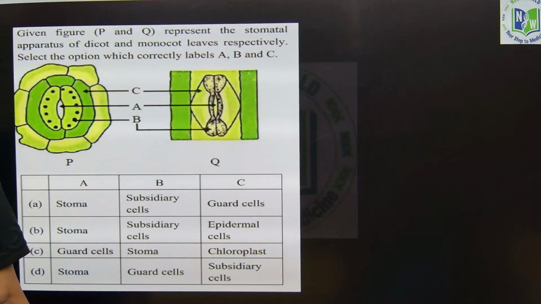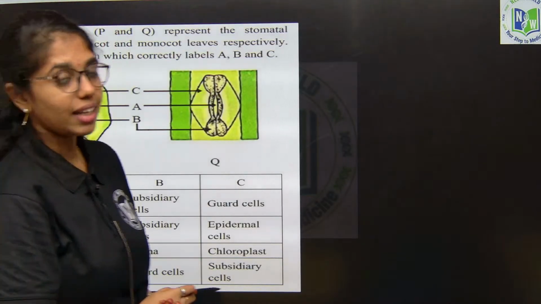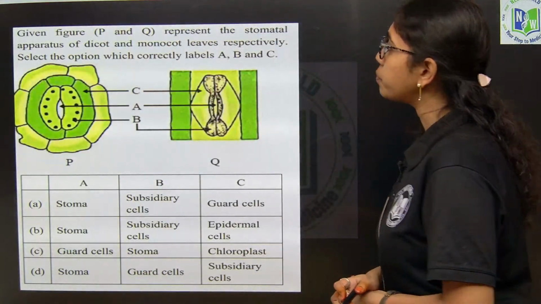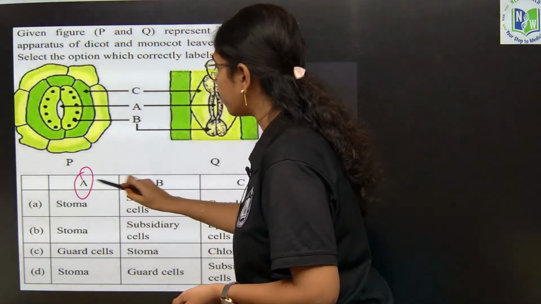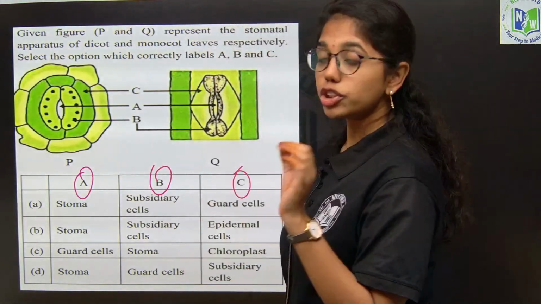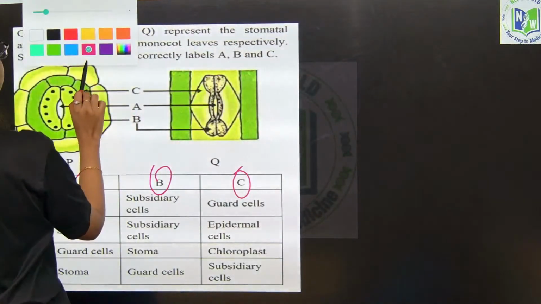Next, look here. Given figure P and Q represent the stomatal apparatus of dicot and monocot leaves respectively. Select the option which correctly labels A, B and C. First you have to have a clear idea about stomatal apparatus. So, look here carefully.